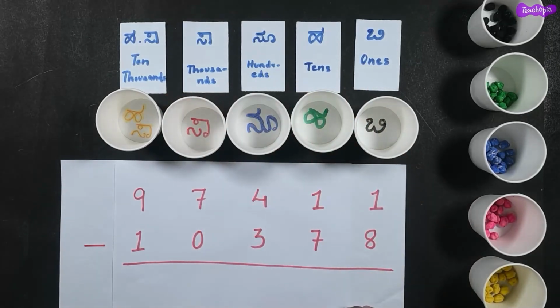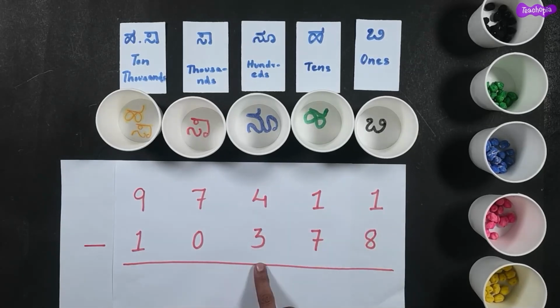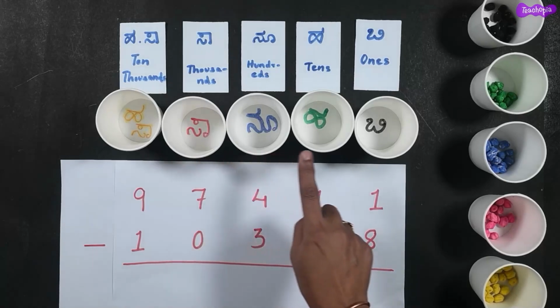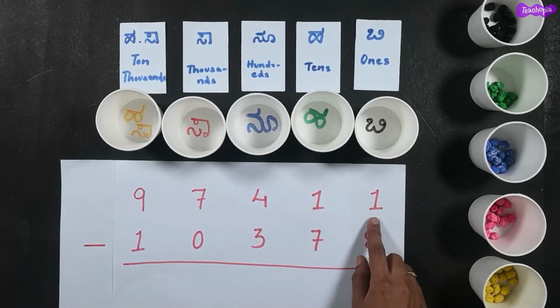The first number is the minuend and the second number is the subtrahend. 97,411 is the minuend and 10,378 is the subtrahend. We shall now find the difference of these two numbers. First, we represent the minuend using the grains in these cups. In the units place, we have digit 1. So, we have to put one grain in the cup representing the units place.